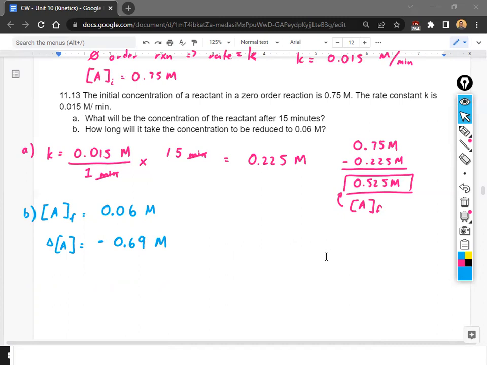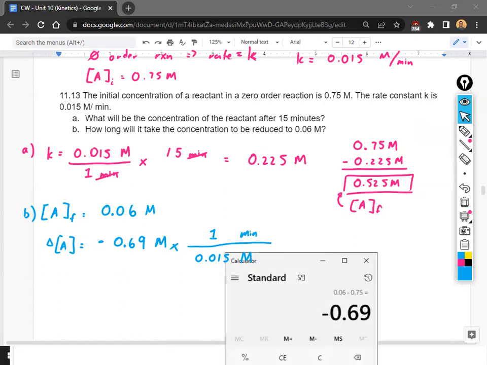So far, so good. From there, pretty easy. We just need to use some dimensional analysis, right? I want to get rid of molarity, and I want to find time, which is in minutes. We know that the rate is 0.015 molarity per minute. So we just need to divide by 0.015, and then we're all done. That means that it took 46 minutes.